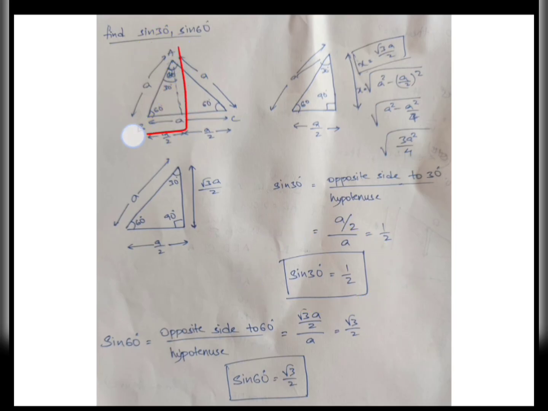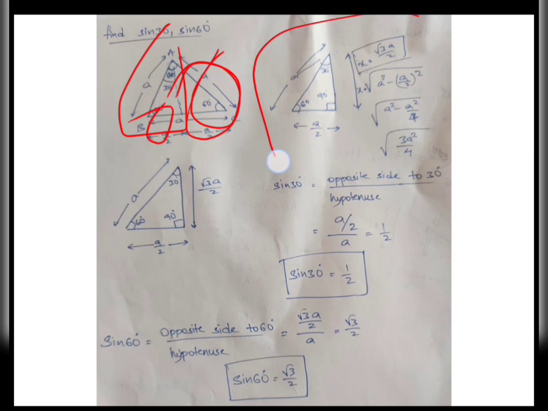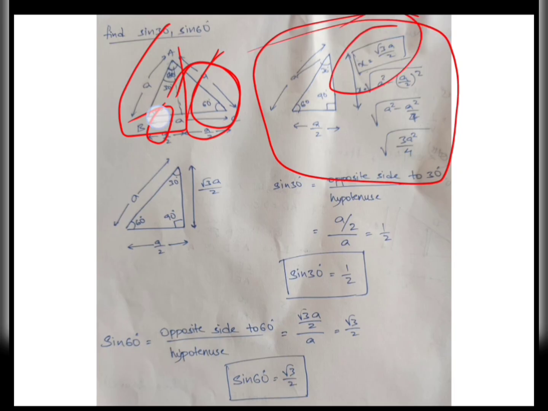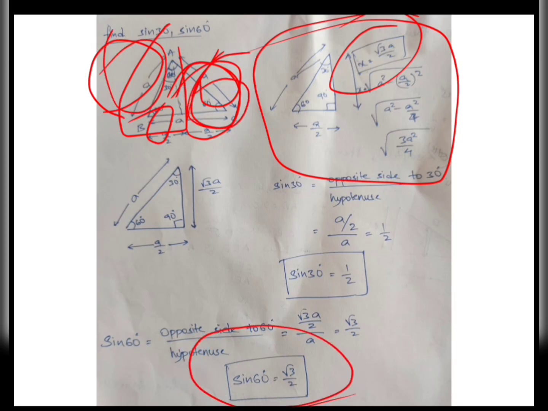First, finding sin 60 degrees in this right angle triangle itself. Here it is 60 degrees. But this length is not known. So by using Pythagoras theorem, we found out this value as root 3A by 2. So sin 60 degrees is opposite side length divided by hypotenuse length, which is root 3A by 2 divided by A, which is root 3 by 2.